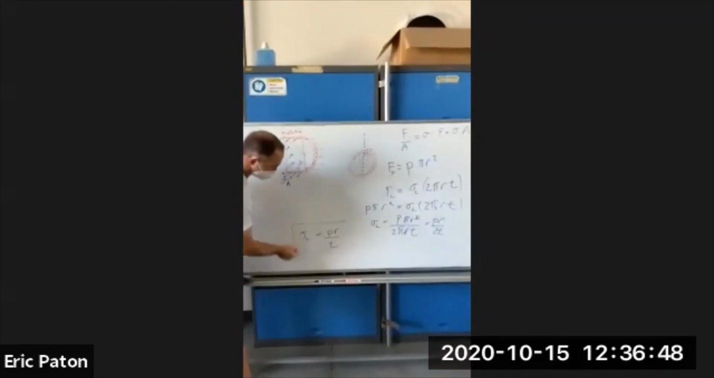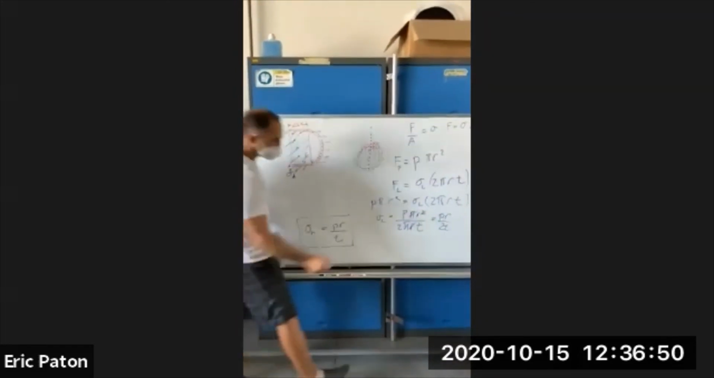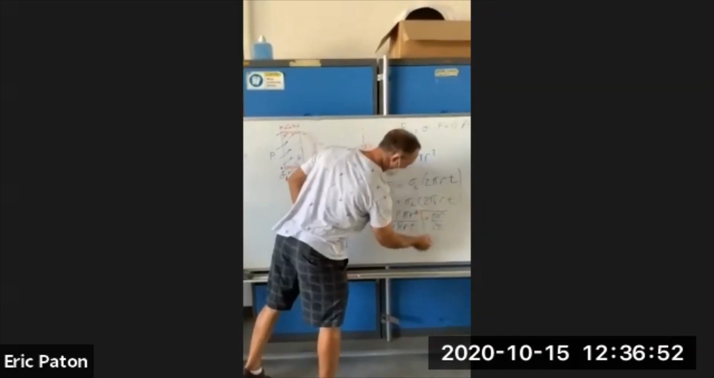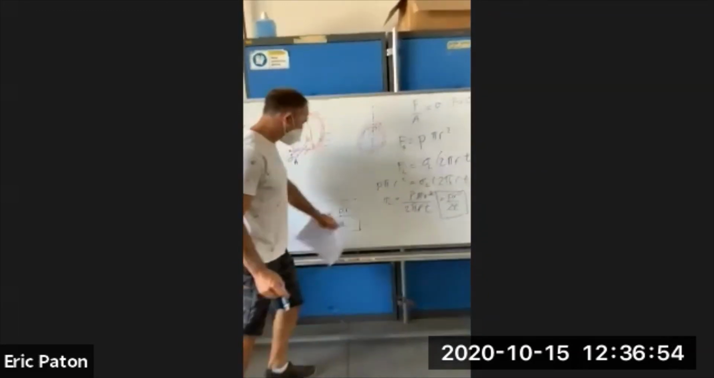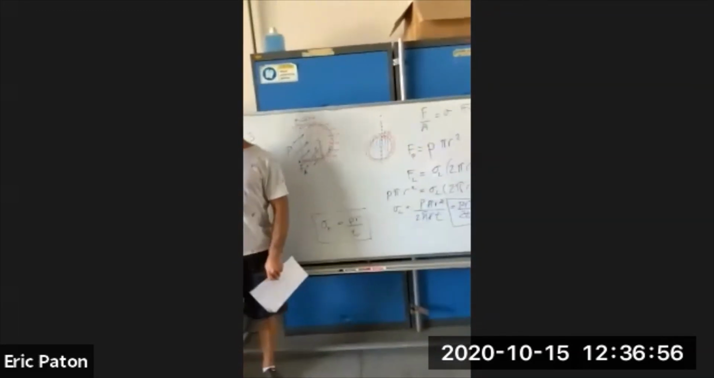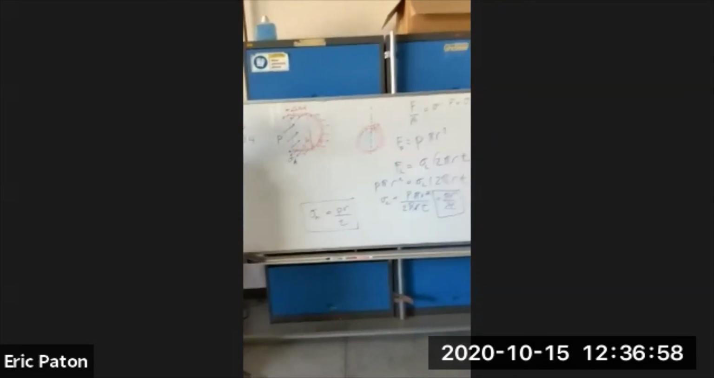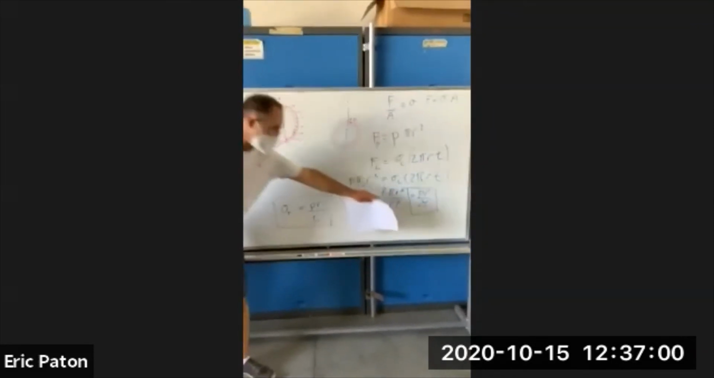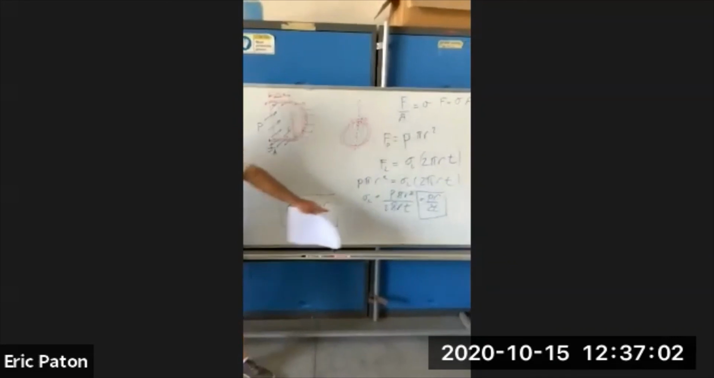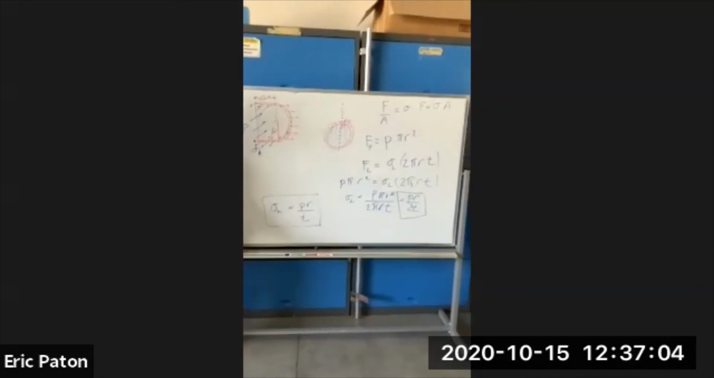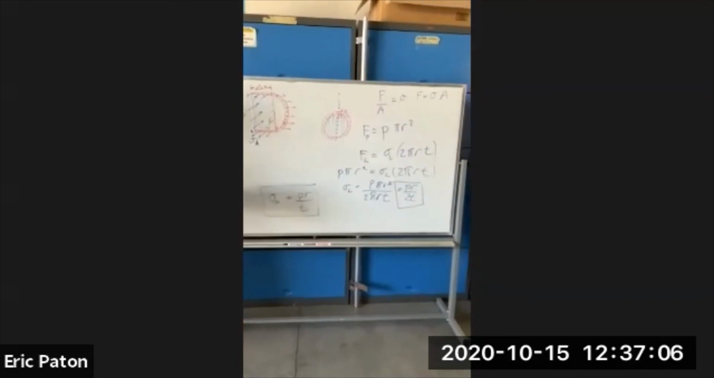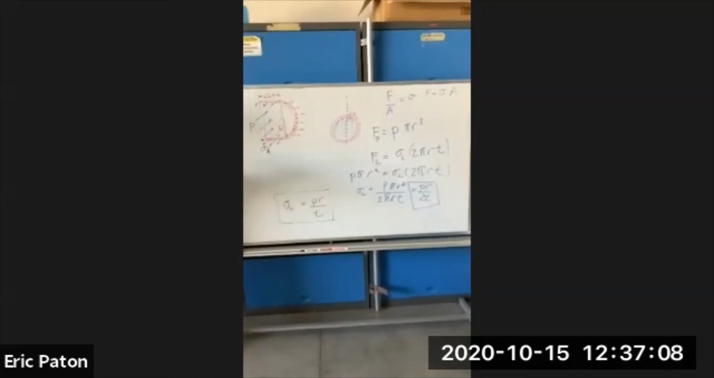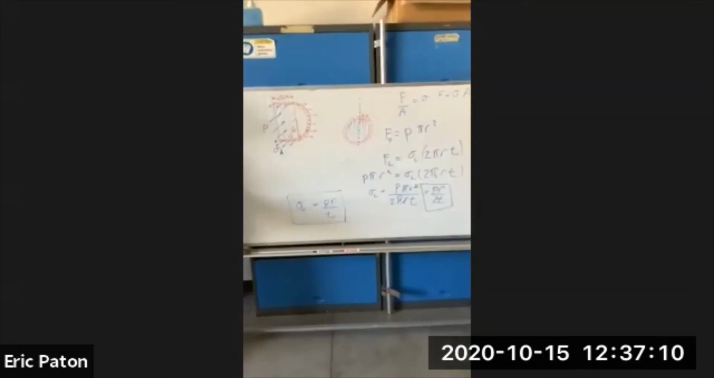So this is the hoop stress, and then this is the longitudinal stress. Notice the only difference here is the 2 in the denominator. So that means that this is half, right? The longitudinal stress is half the stress in the hoop. So that's the derivation. Any questions?